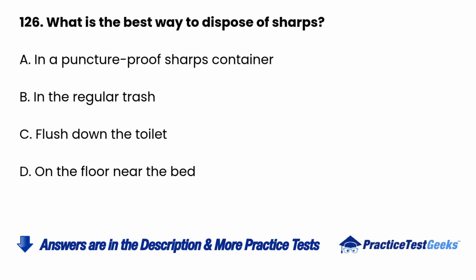126. What is the best way to dispose of sharps? A. In a puncture-proof sharps container. B. In the regular trash. C. Flush down the toilet. D. On the floor near the bed.